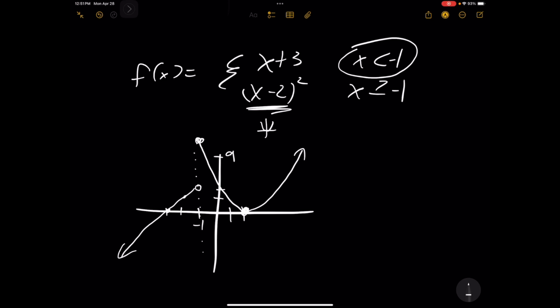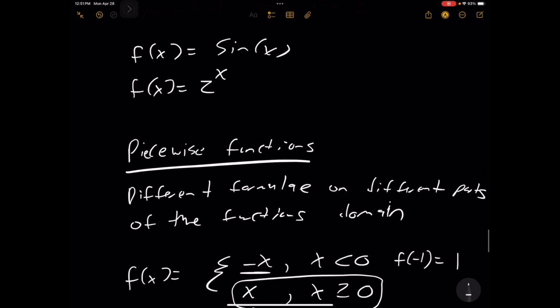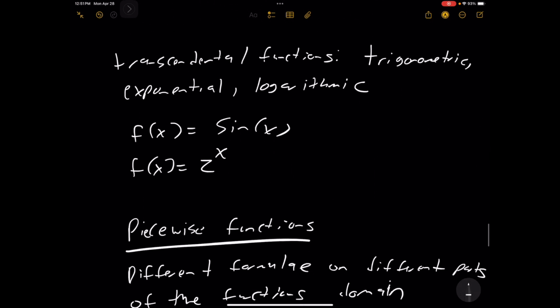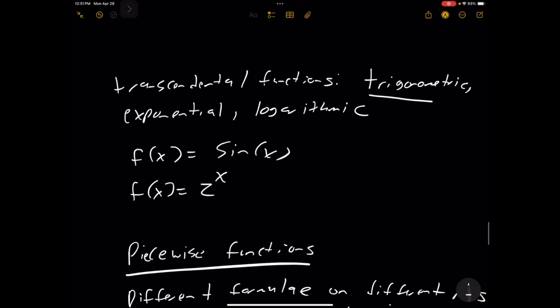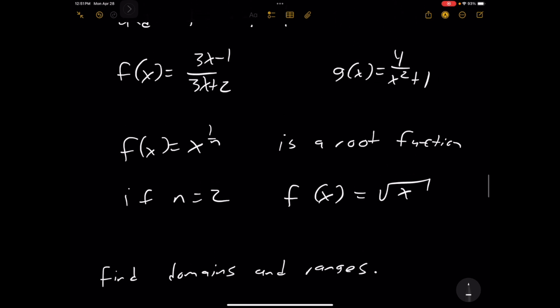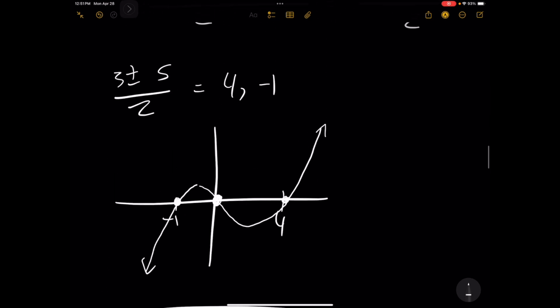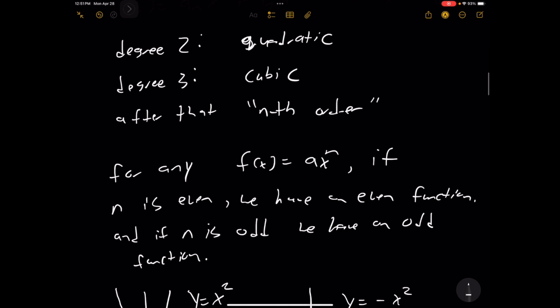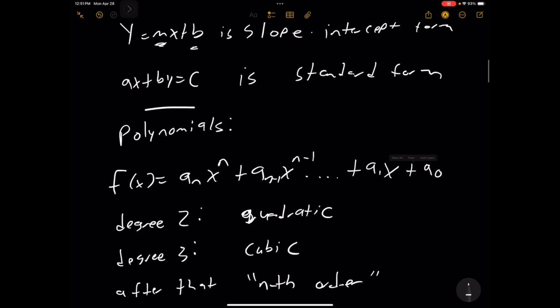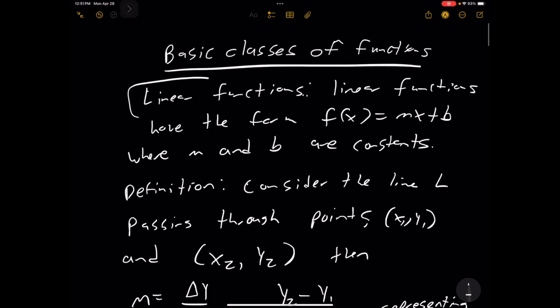And that is all of the types of functions we are going to look at in our class. We're going to look at transcendental functions, piecewise functions. So piecewise functions will be important. Things like trigonometric functions will be very important. We will see a lot of algebraic functions for which we have to understand their domains and ranges. Polynomials are going to be always the simplest examples. And then, of course, no math class is complete without lines, without linear equations.